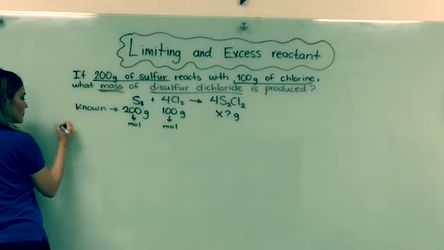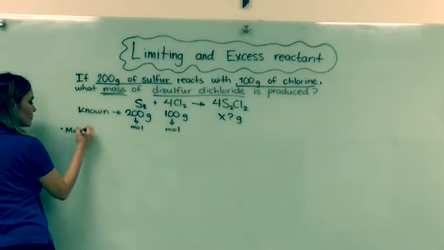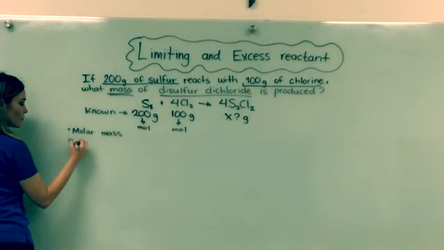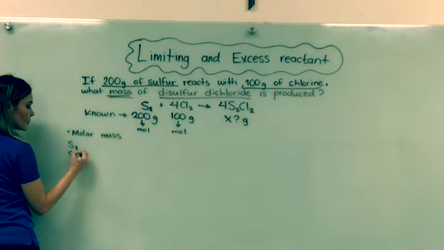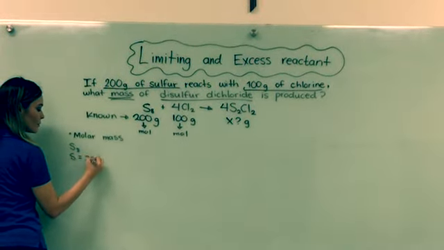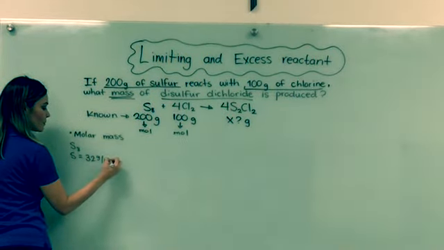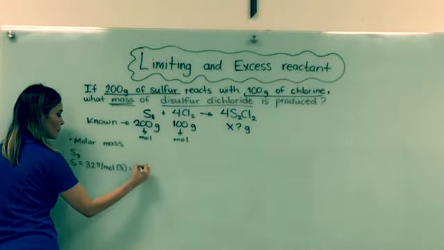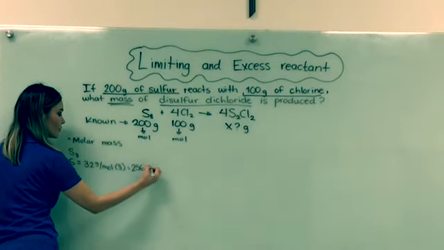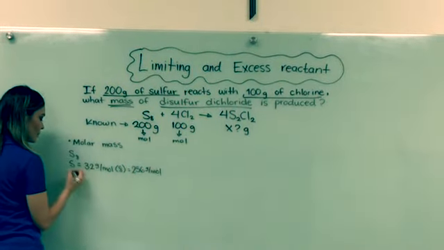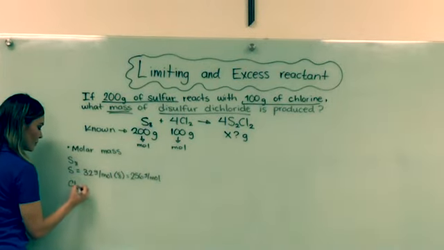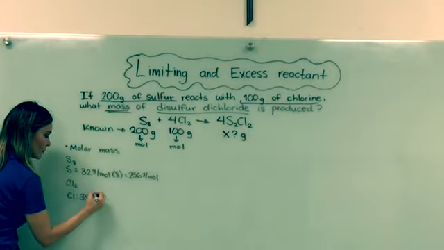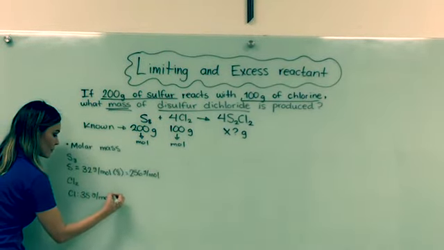To change from grams to moles, what we need to calculate first is the molar mass of each of them. So for S8, we would have 32 grams per mole from sulfur multiplied times 8 equals 256 grams per mole. And for chlorine, we would have 35 grams per mole times 2, and it would give us 70 grams per mole.